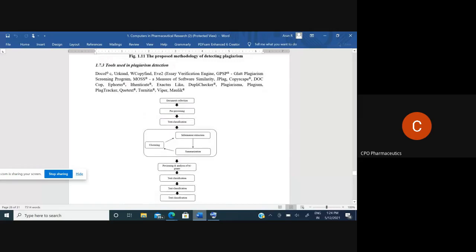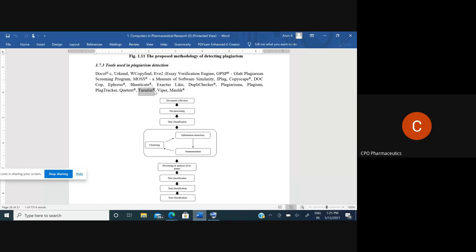We have a number of tools, like Docle and Urkund. The MOSS tool is very famous, and then JPlag. We are using Turnitin, which we use heavily. This is a very sophisticated tool. From that you can collect whether it is plagiarized or not, and you will get it pinpointed.